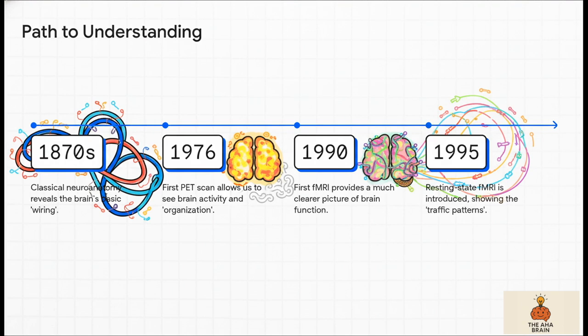Back in the 1870s, we could only see the basic wiring. It was like having a roadmap, but with no idea where the cars were. Then, PET scans in the 70s let us see some blurry activity, like seeing the glow of city lights from a plane. fMRI in the 90s was a huge leap forward, like getting a clear satellite view. But the real game changer for this stuff was in 1995 with resting state fMRI. That's when we could finally see the traffic patterns, the actual flow of information.